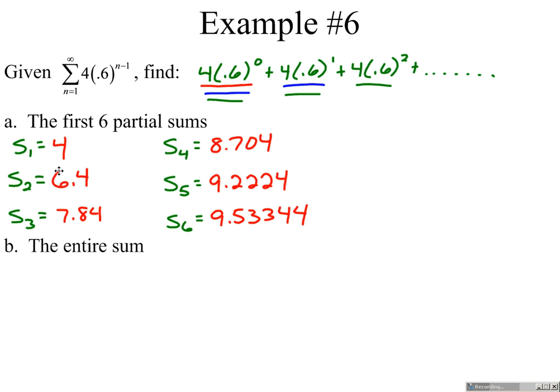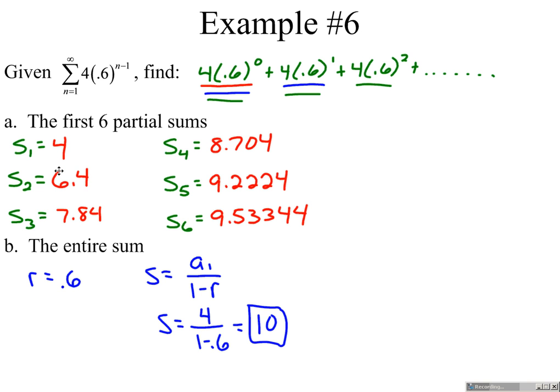Part B, find the entire sum. Well, first thing we need to do is decide whether there is an entire sum. What is our common ratio here? Our common ratio is what we multiply by each time. In this case, we're going to multiply by 0.6 every time. Absolute value of 0.6 is less than 1, so we know that there is indeed a sum. Sum of an infinite sequence is the first term over 1 minus the common ratio. First term is 4. Common ratio is 0.6. Plug that into your calculator. The entire sum will converge to 10.